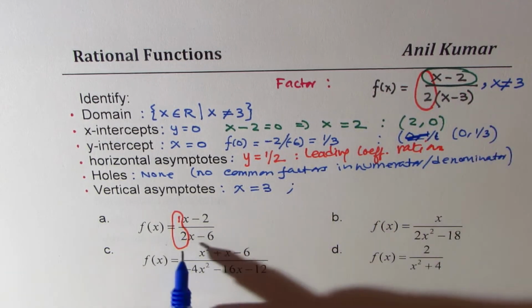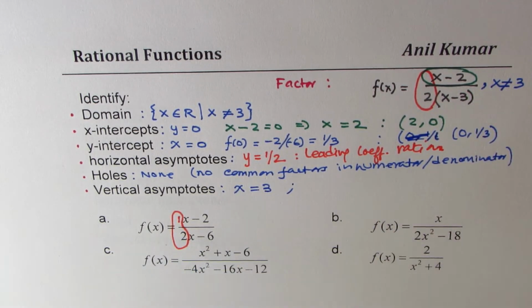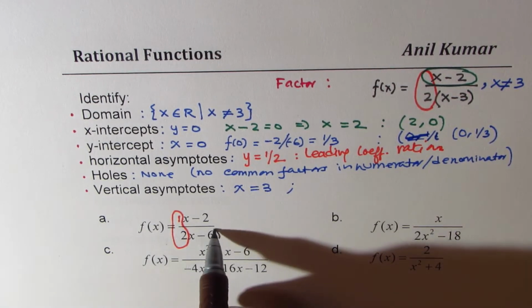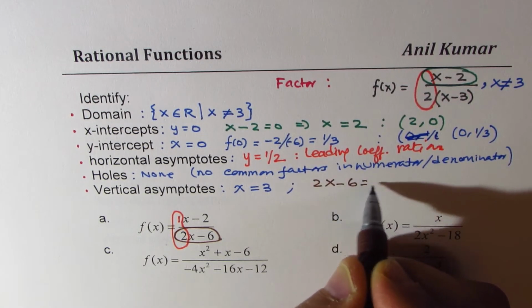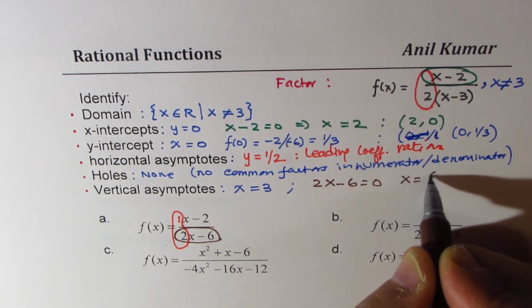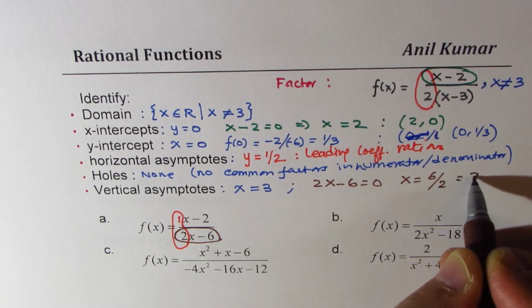So how did we get it? By equating the denominator to 0. So for the vertical asymptote, we looked into this part. We said 2x minus 6 equals 0. x equals 6 over 2, which is 3.